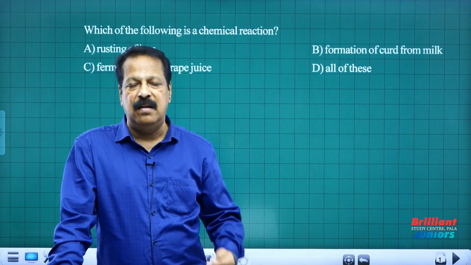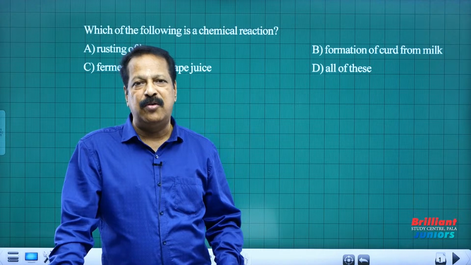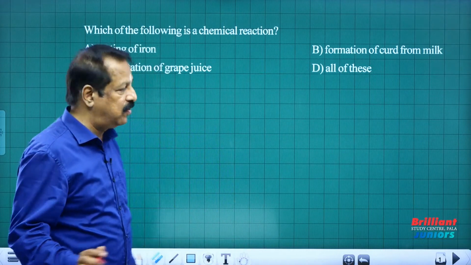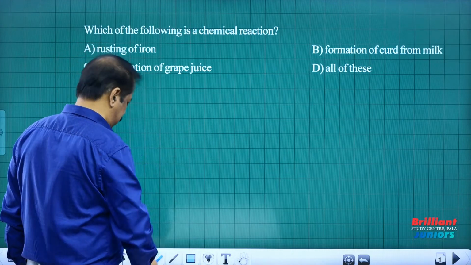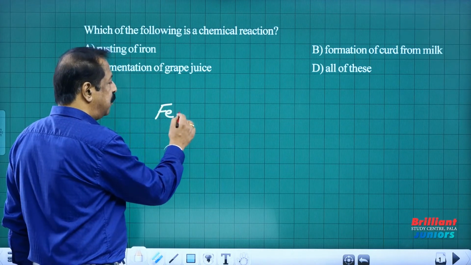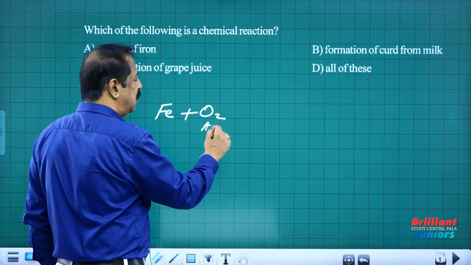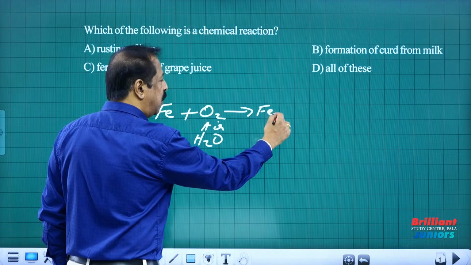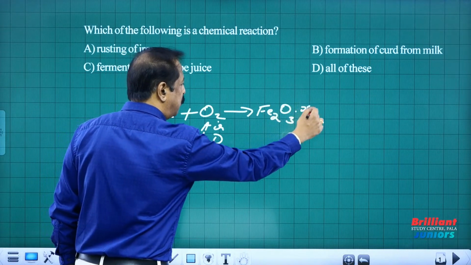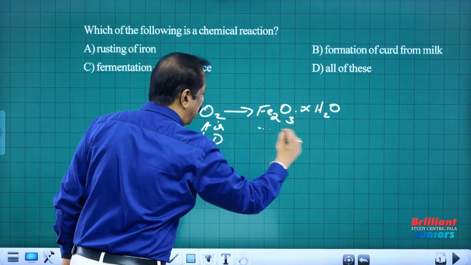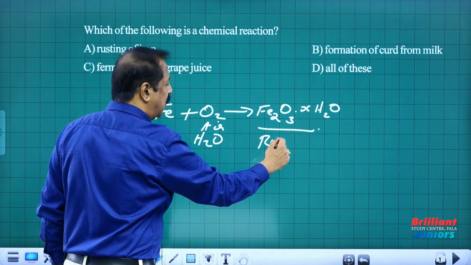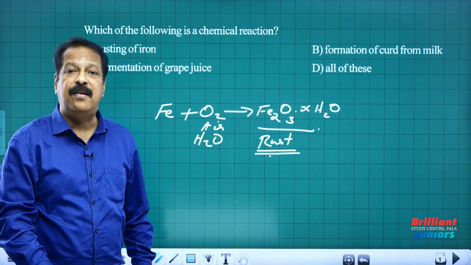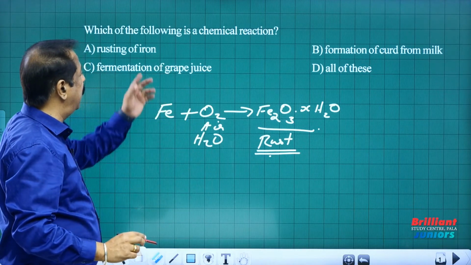If you keep a nail open in air, it reacts with the moisture and with the oxygen of the air to form rust. And what is rust? Rust is Fe, iron, that reacts with the oxygen of air and water drops to form Fe2O3.xH2O. So this is rusting of iron. This is called rust. So rust has the name hydrated ferric oxide. So it is an example of a chemical reaction.